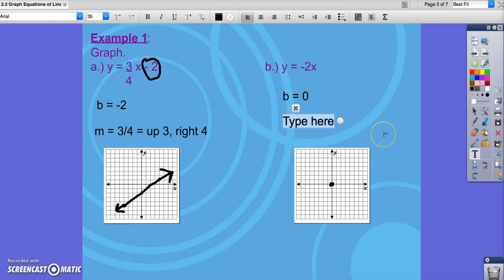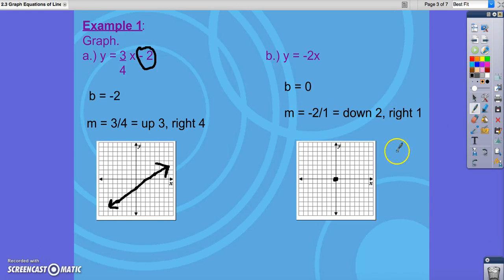My next is slope, which is -2. But remember, we're moving up or down, then left or right, so we need a fraction. So I'm going to put it as -2 over 1. That means I'm going to go down 2, right 1 each time. So from here, down 2, right 1, plot the point, down 2, right 1. Or we could go back to the origin, go up 2, left 1, and connect our dots and make our line.